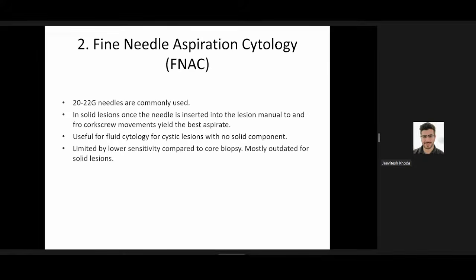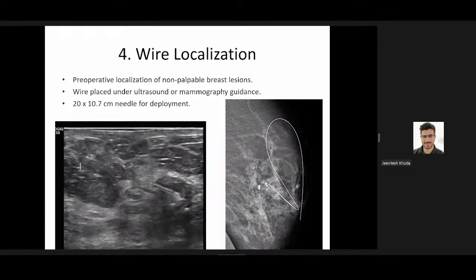So then moving on to wire localization. Preoperative localization of a non-palpable breast mass is the primary indication for this. Usually these patients come post chemotherapy, and there is significant shrinkage in the mass before the surgery, and usually a wire localization is done, which I'll get to in a bit.